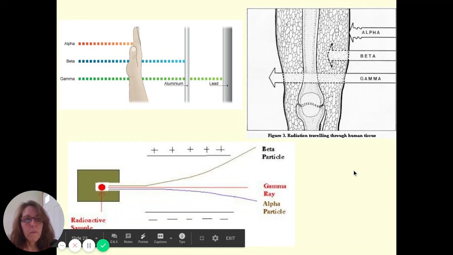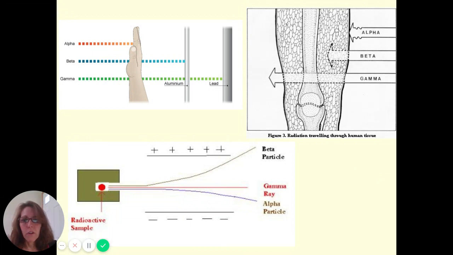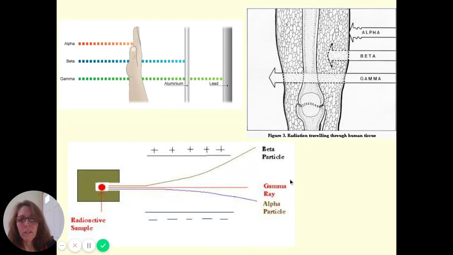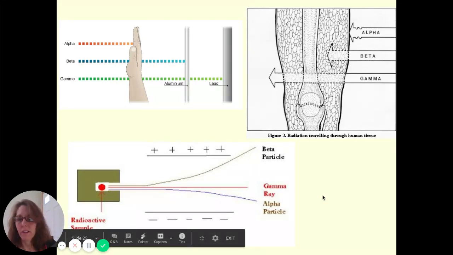Here are some diagrams that show how those different particles are affecting the body, what they can go through. And then down here is a picture you might remember seeing from Unit 2 as well, about how positives are attracted to the negative, negatives are attracted to a positive magnetic field, and things that are neutral are not affected at all.